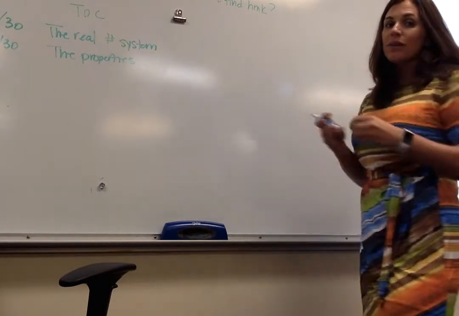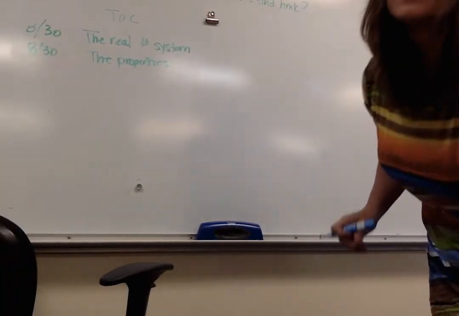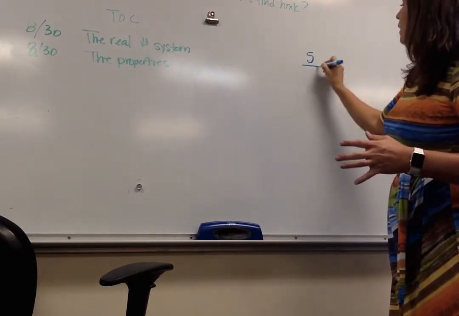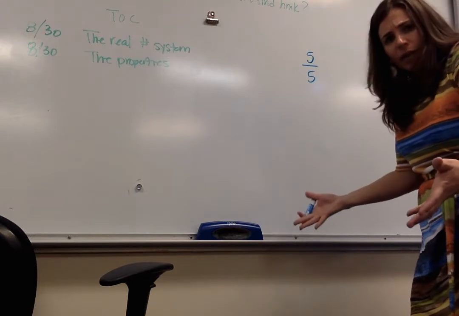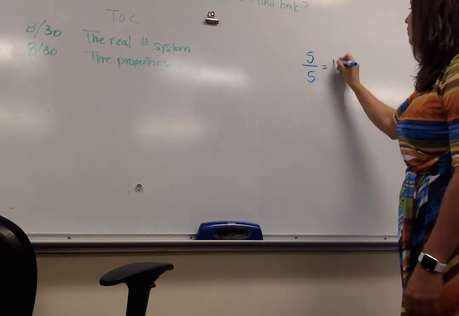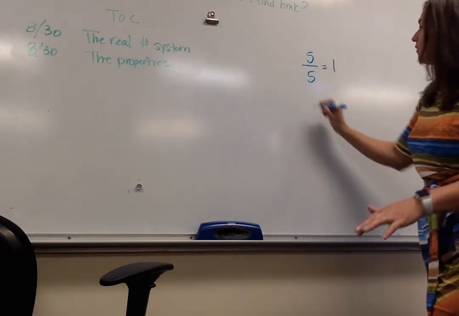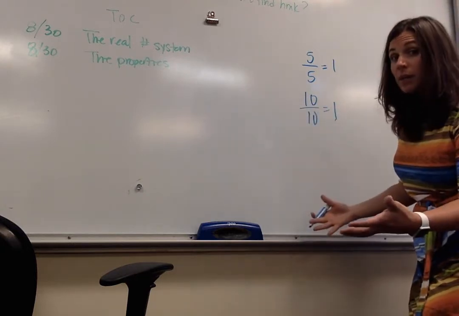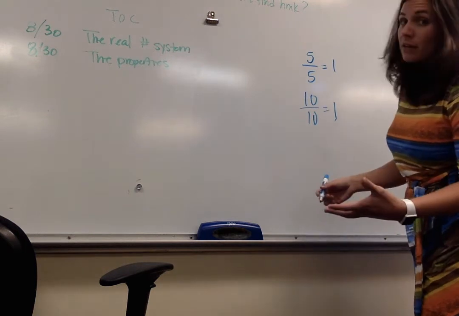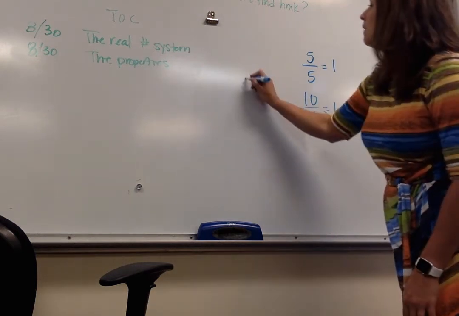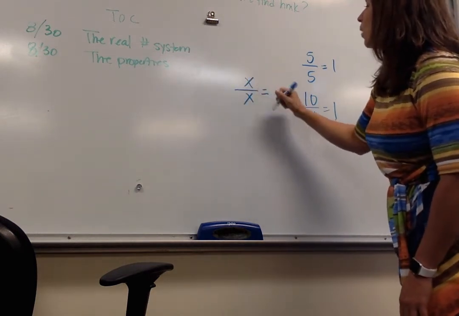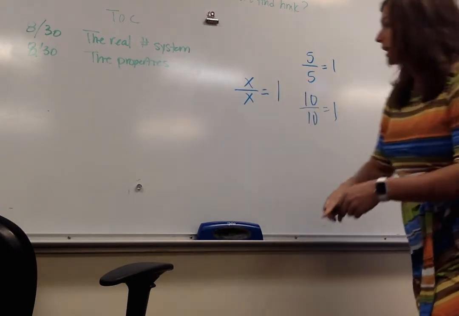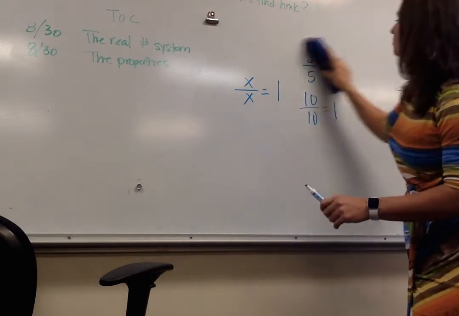All right, so the reason it's looking like that is because if I have 5 divided by 5, what is 5 divided by 5? 1. Anything divided by itself is going to be 1. 10 divided by 10 is 1. A million divided by a million is 1. 5,000 divided by 5,000 is 1. Even x divided by x is 1. X goes into itself 1 time. So anything goes into itself 1 time.